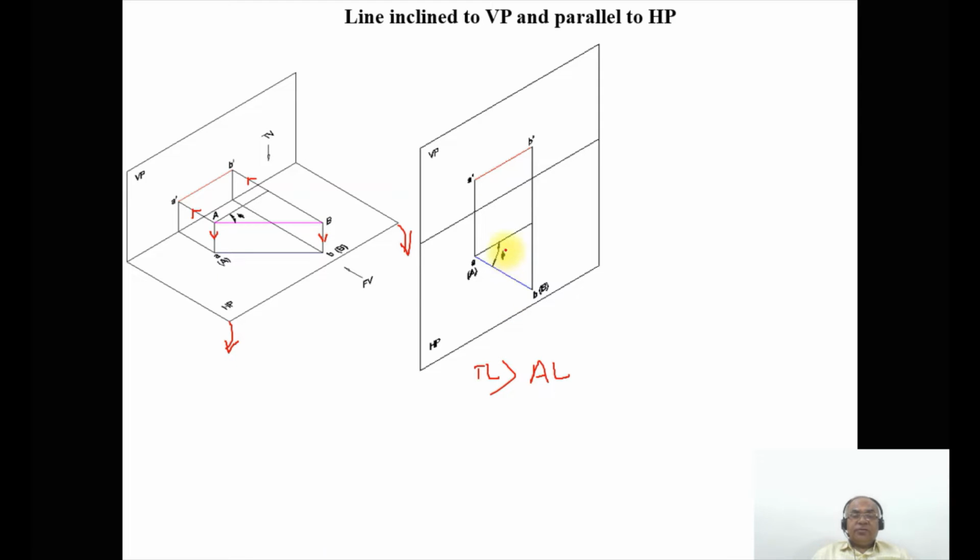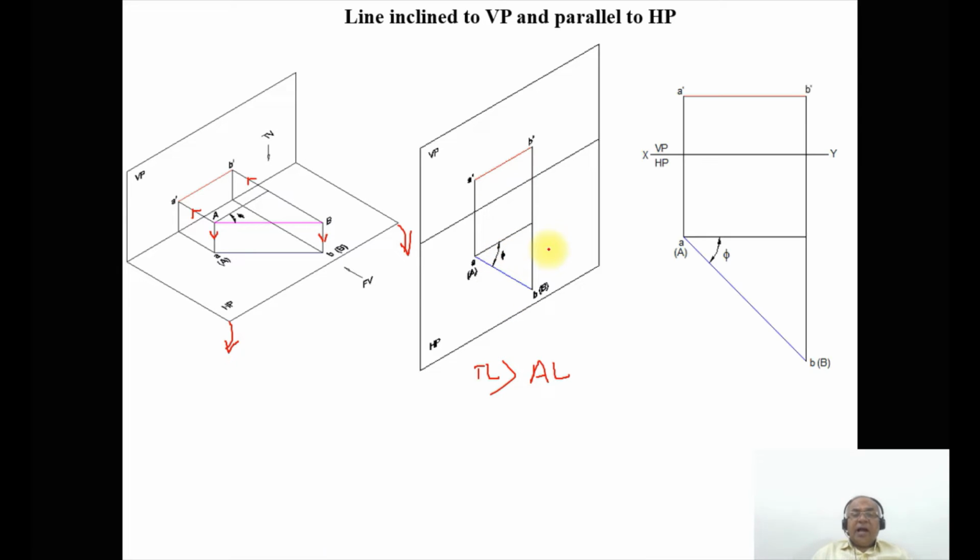So that is what we have shown by the notation. As we see from the orthographic view, you can see VP and HP. The front view line is parallel to XY, therefore its corresponding top view is in true length, that is capital A and capital B. The top view line is not parallel to XY, its corresponding front view A dash B dash is not in true length, it will be apparent length. The inclination made by the true length with respect to VP is phi.